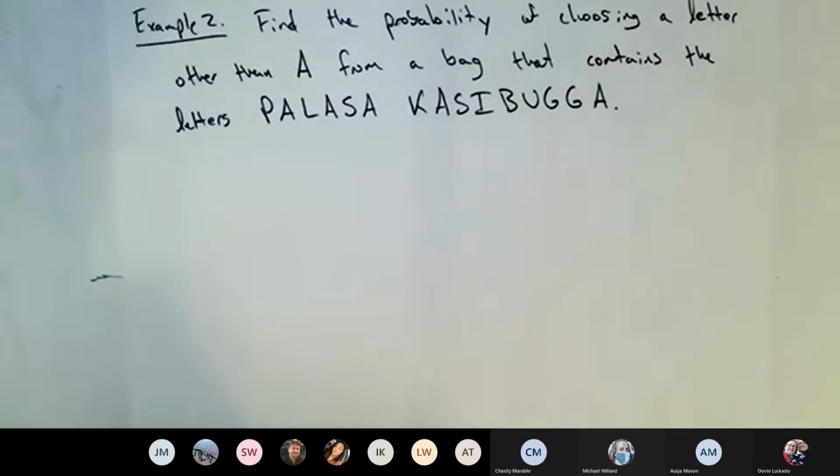And by the way, I think this is a city in India. It doesn't matter. We don't need to know that. We just need to know the letters, right?